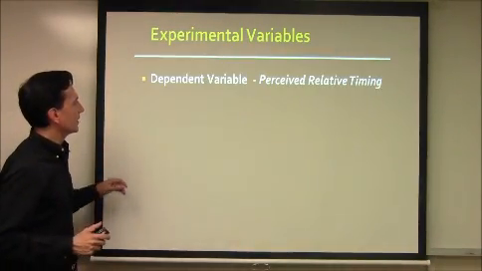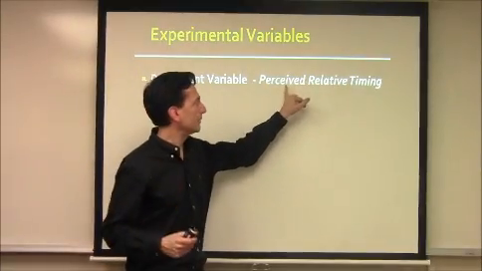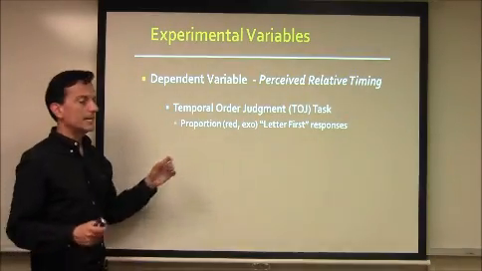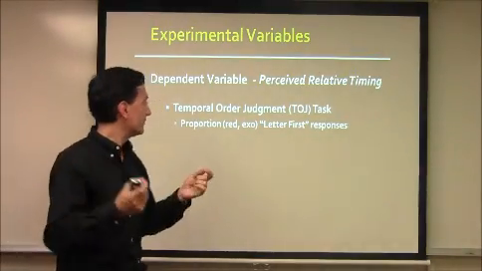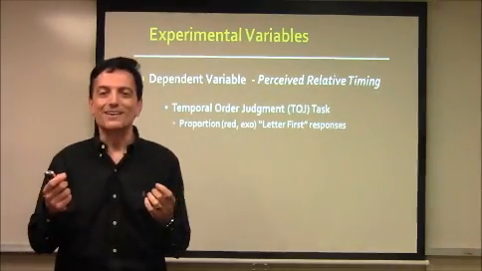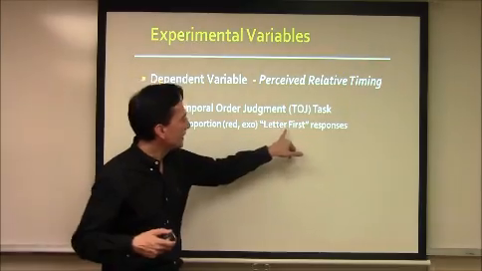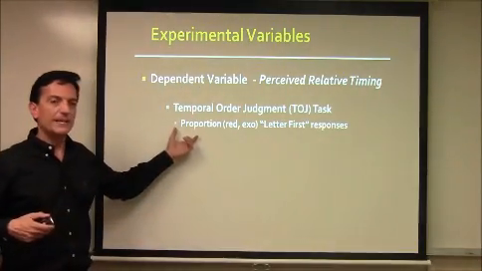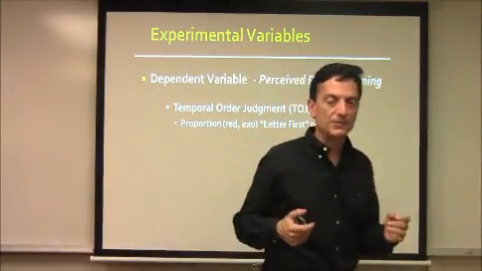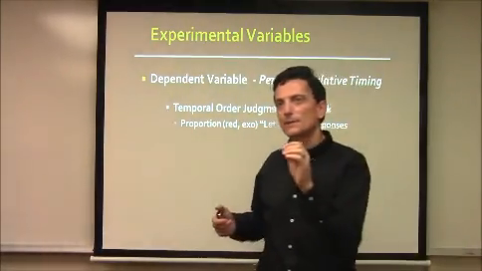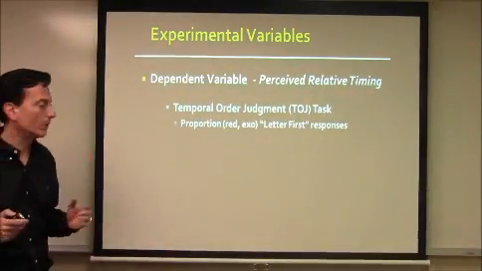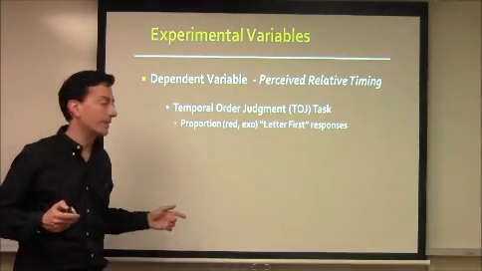Our dependent variables are going to be essentially and conceptually perceived relative timing. The way that we operationalize that on the TOJ task is we can take one of our two response options, for example, the letter first option, and we can just track that and ask what proportion of trials the participants are responding with the letter first response. Okay? You can think of it this way. We really don't need to track both of them. If we were flipping a coin 100 times and we got 75 heads, we could know from that that we had 25 tails. We only need to track one of the two. There are only two possible responses in each of these two alternative forced choice tasks.